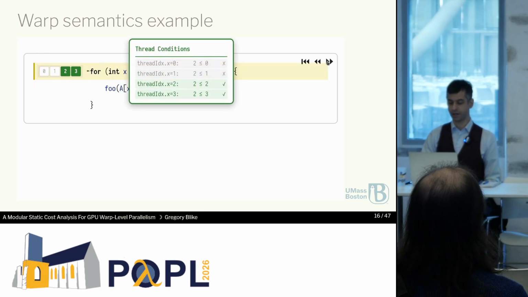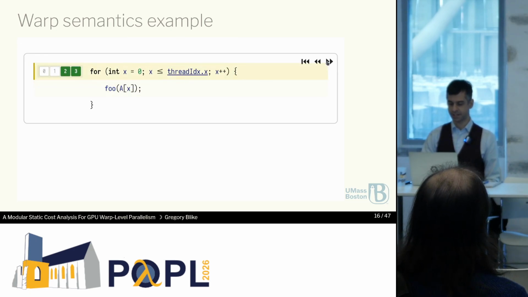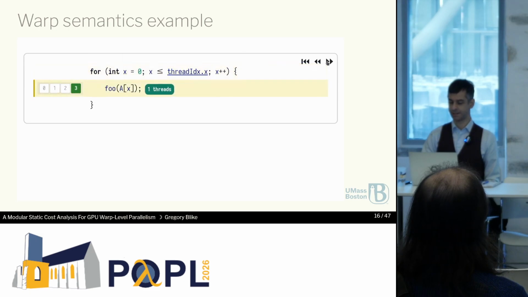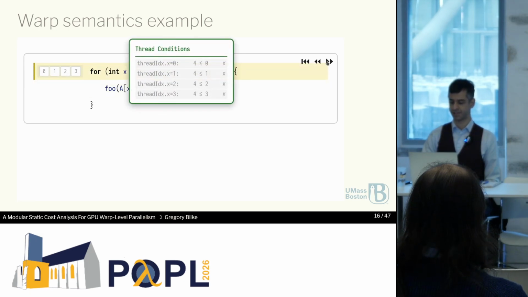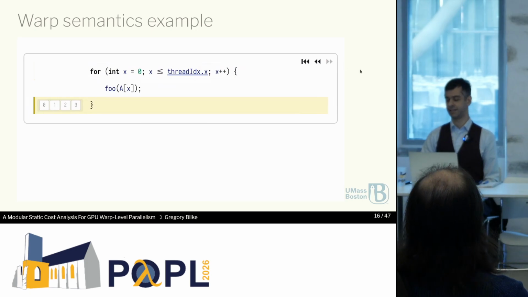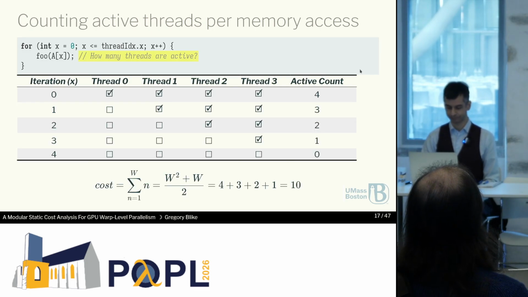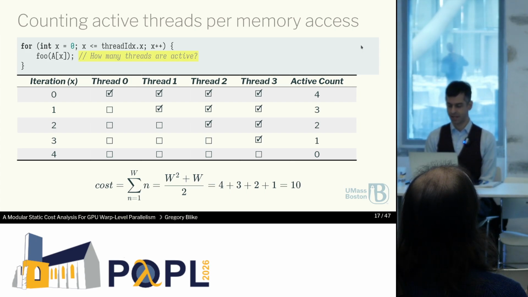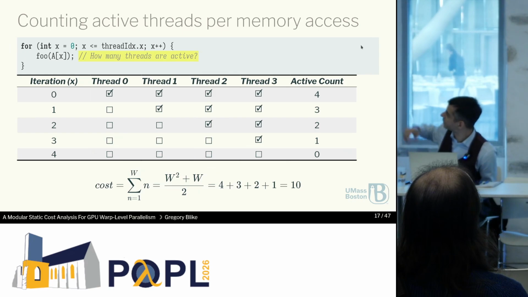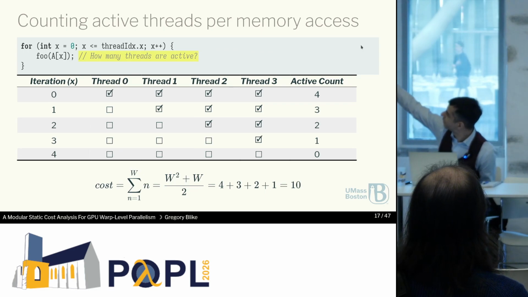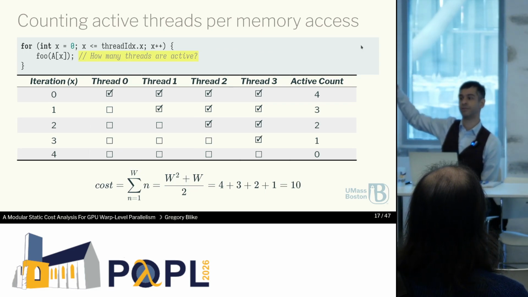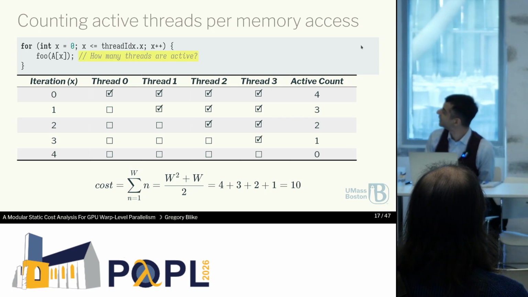Increment again, another thread disables, and this continues with each thread disabling as it progresses until no threads are active and the loop terminates. So counting the active threads per memory access gives us this nice triangular shape, which allows us to give a series summation for the number of active threads and the number of read accesses in the loop.